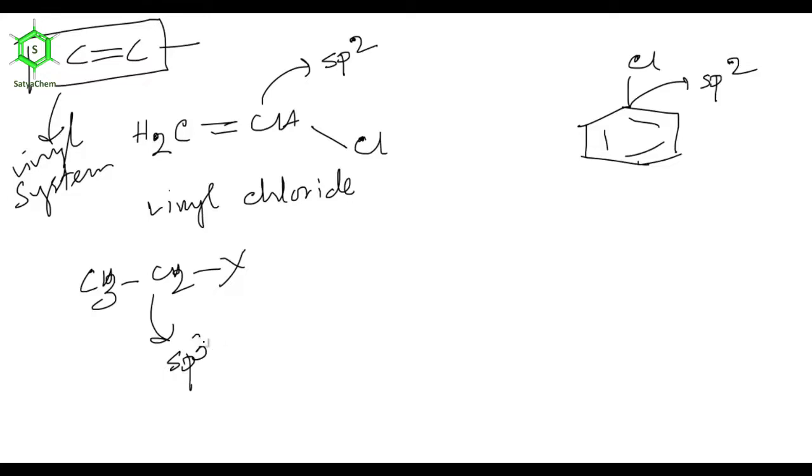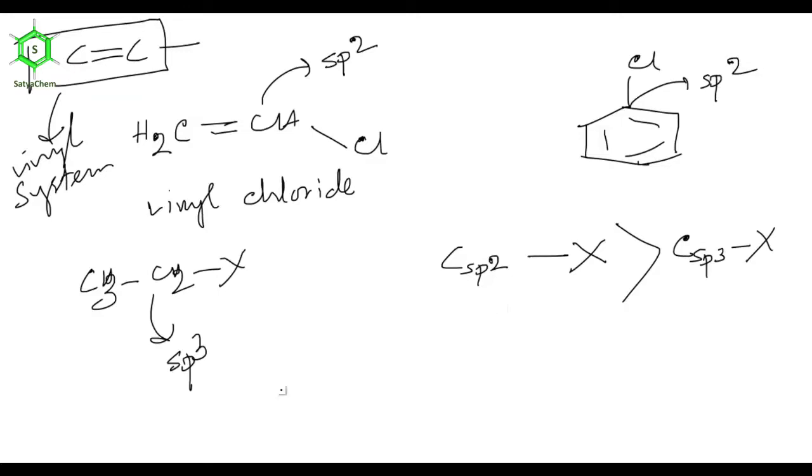Thus, in vinyl halides and in aryl halides, the carbon-halogen bond is stronger. The C(sp2)-X bond is stronger than that of C(sp3)-X. Why? Because this kind of C(sp2)-X bond involves conjugation.